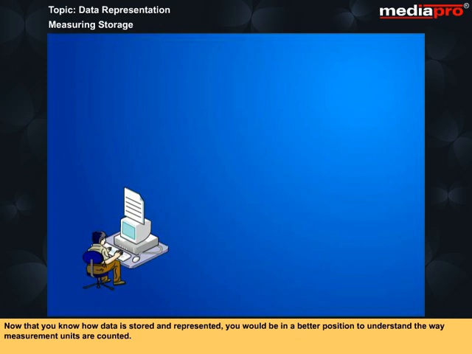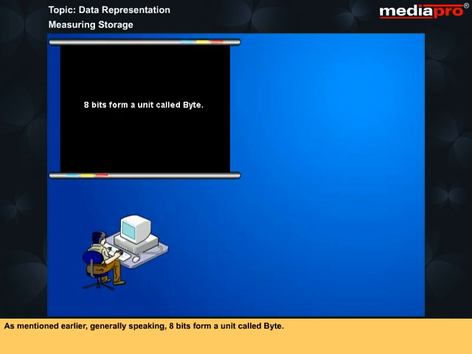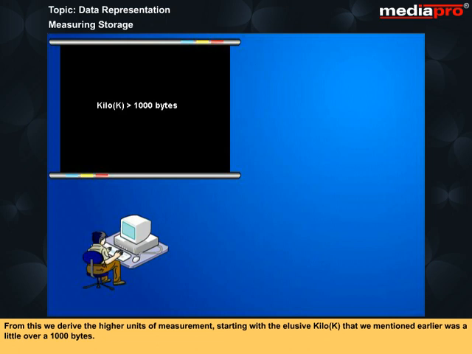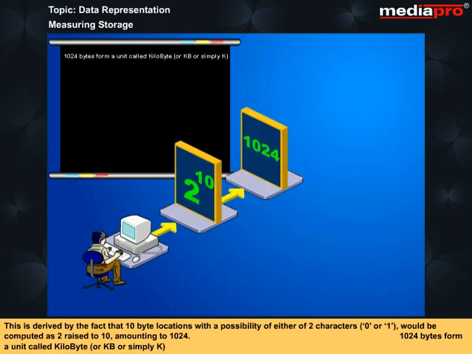understand the way measurement units are counted. As mentioned earlier, generally speaking, 8 bits form a unit called byte. From this, we derive the higher units of measurement, starting with the elusive kilo that we mentioned earlier was a little over 1000 bytes. This is derived by the fact that 10-byte locations with a possibility of either of 2 characters, 0 or 1, would be computed as 2 raised to 10, amounting to 1024. 1024 bytes form a unit called kilobyte, or KB, or simply K.